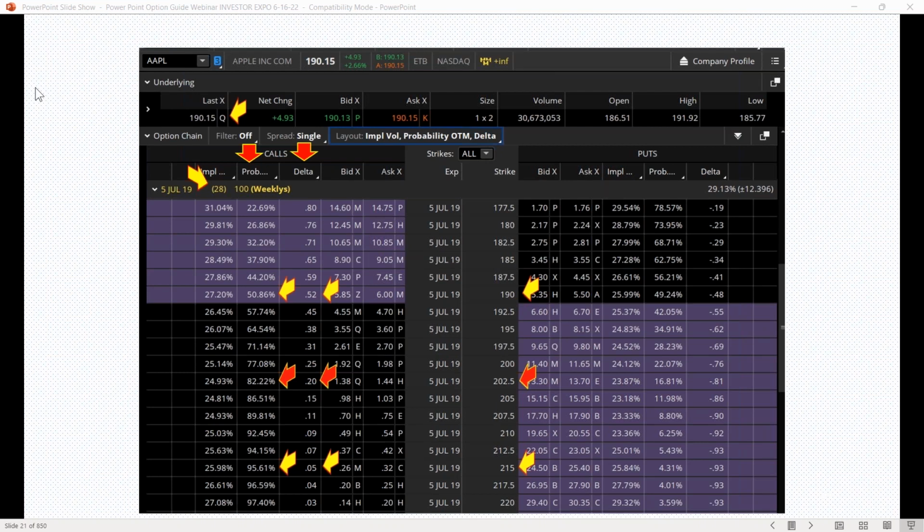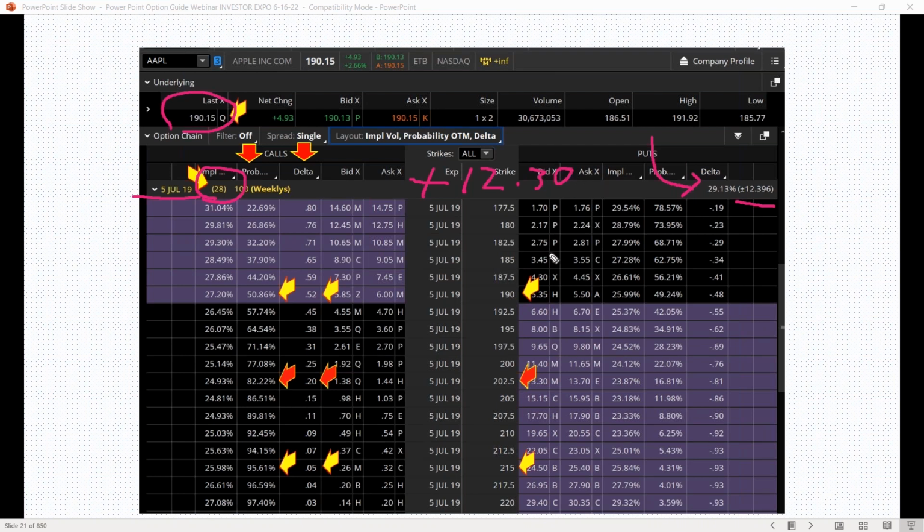So here's another example. Here's Apple, trading at $190. It's got 28 days to expiration on this 5 July series. Here's your implied volatility number right here. On thinkorswim it's 29.13, and that's giving you this number here: plus or minus $12.39. So that's your expected move.